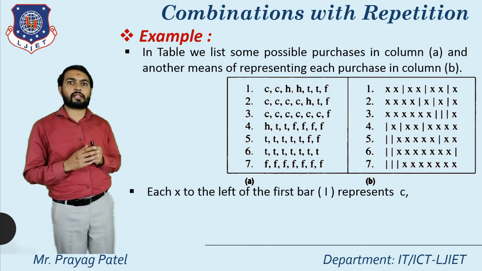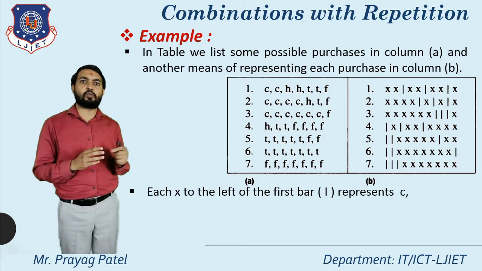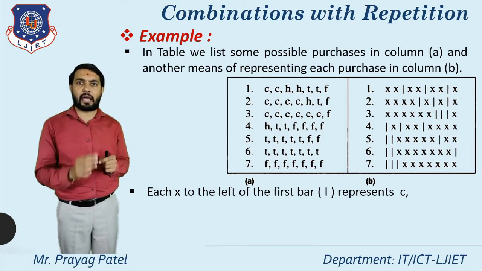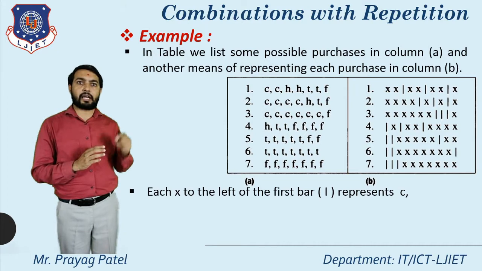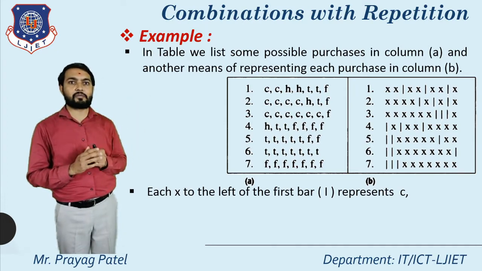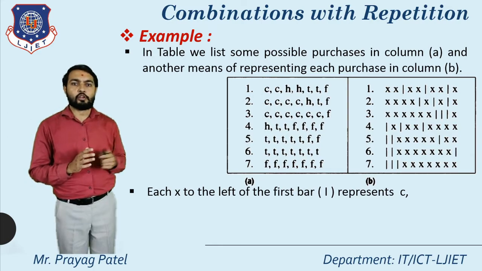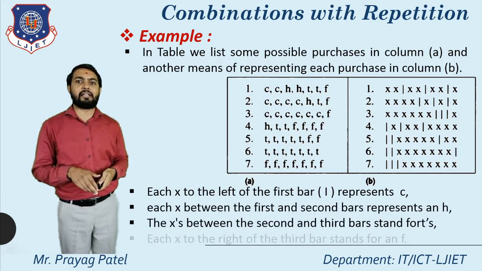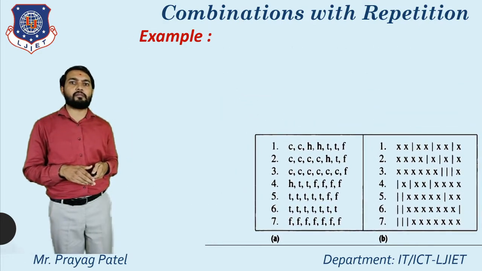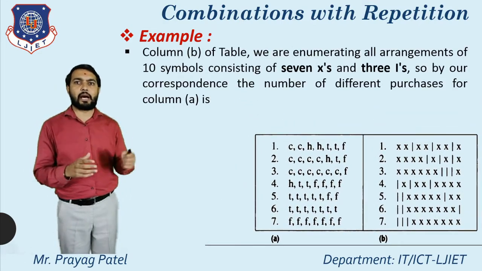So first 2 x's represent the C, next 2 x's between the first bar and second bar represent the H, then between the second and third bar represent the T, and after the last bar we represent the F. So the X representation is like this. Now after that, here we represent this food in the form of X and bar.